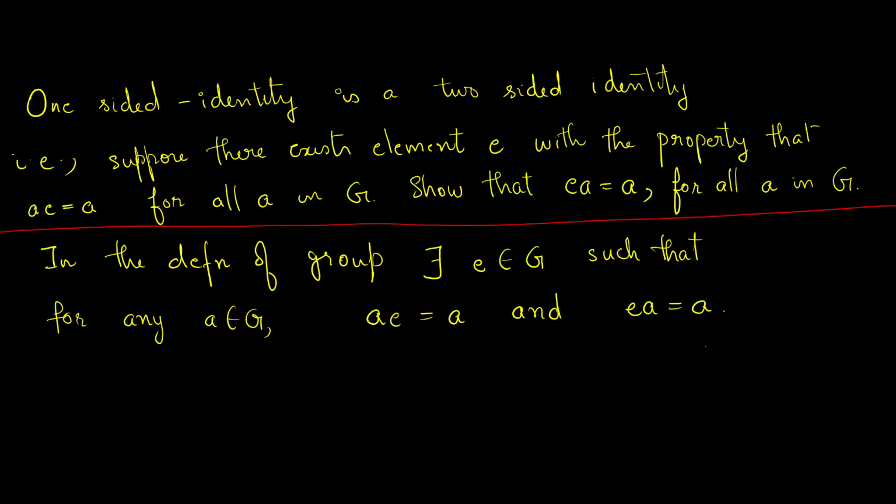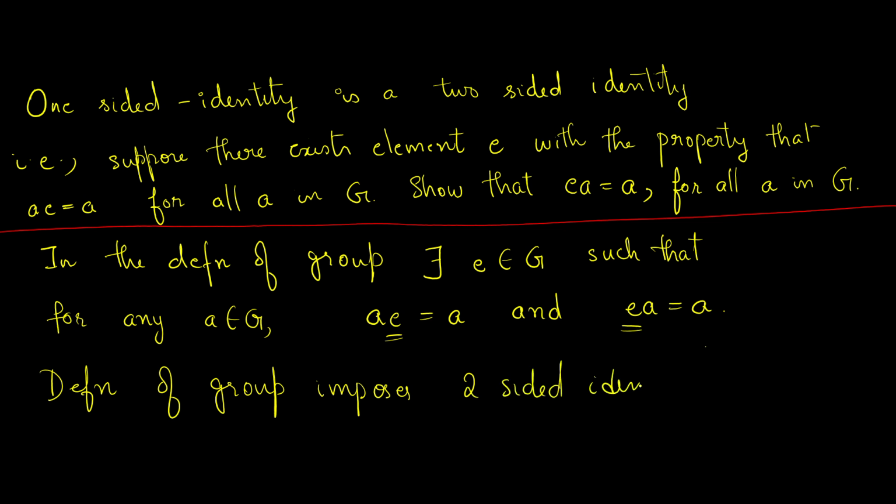right? So whether we operate from the left or from the right, it does not matter. In both situations, the element E acts as an identity. So here E acts as identity from both sides. This definition of the group imposes a two-sided identity, right? Here E, when operating from the left or from the right, acts as identity. So the element E is called a two-sided identity. The definition of the group actually imposes a two-sided identity.